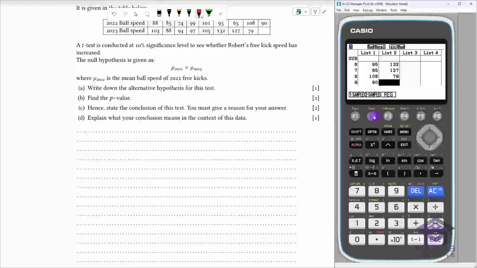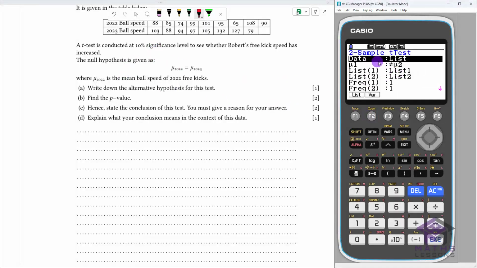Okay, so we put those in, and we're going to do a test, a t-test. It's a 2-sample t-test. My data is in a list. Now, we want to write down an alternative hypothesis. Right, we want to get the alternative hypothesis first. So the null is always written as H0, and the alternative is always written as H1. Remember that. So 2022, we want to see if it's increased in 2023. So therefore, the mu of 2023 is going to be bigger.